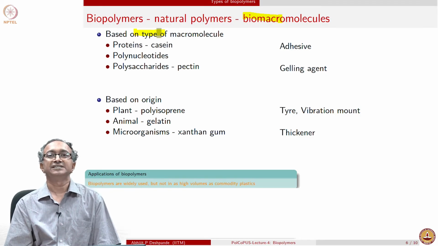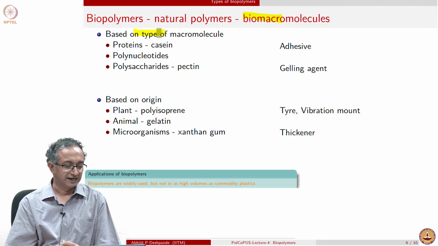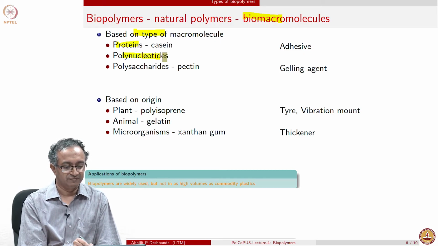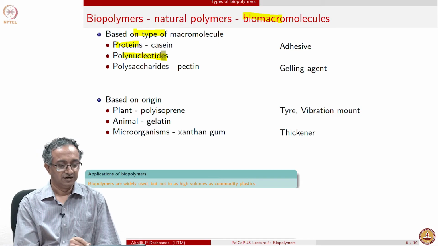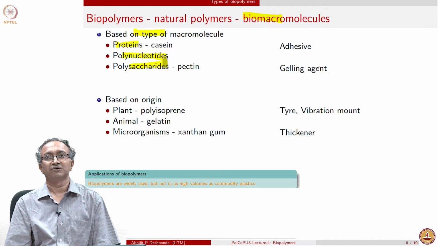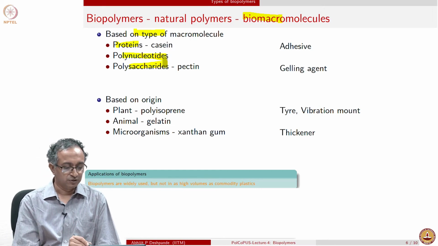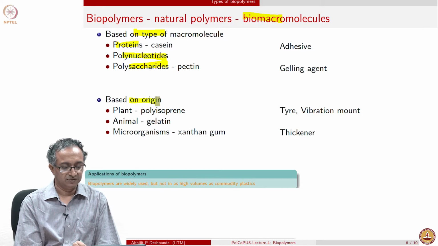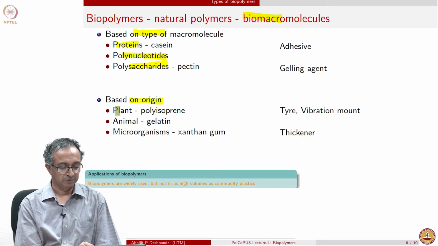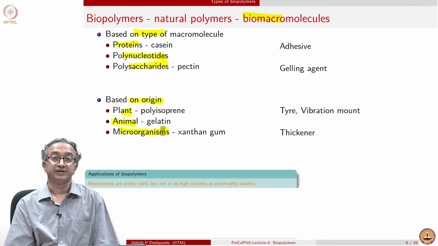And this we have already seen in one of the introductory lectures, where proteins, or DNA and RNA, which are examples of polynucleotides, or polysaccharides. So, these are 3 different important sets of biomacromolecules which are present in the biological world. We could also classify them on the basis of which part of the biological world they come from. Do they come from a plant? Do they come from an animal? Or do they come from a microorganism?